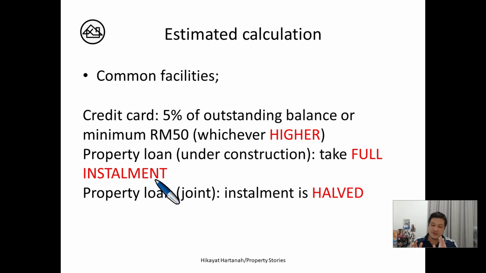Once the bank estimates themselves, they will usually give you a very high interest, so your commitment will actually go higher. So make sure you have your offer letter or your documents all ready when you submit to the bank. Property loan, if it's joint name, of course the installment is half. Let's just say the full installment is 3,000. Then you see the word joint, so the 3,000 will be divided by half, automatically 1,500.